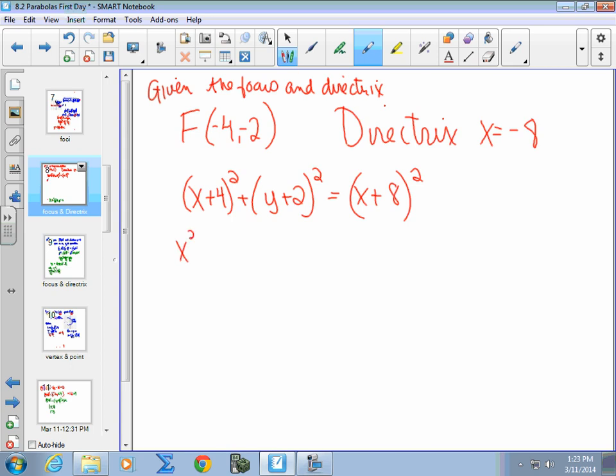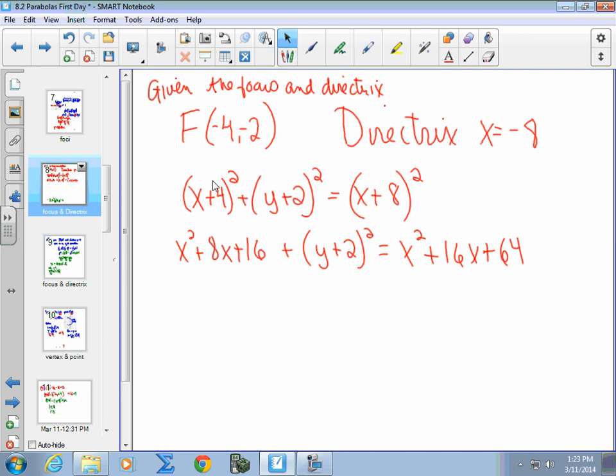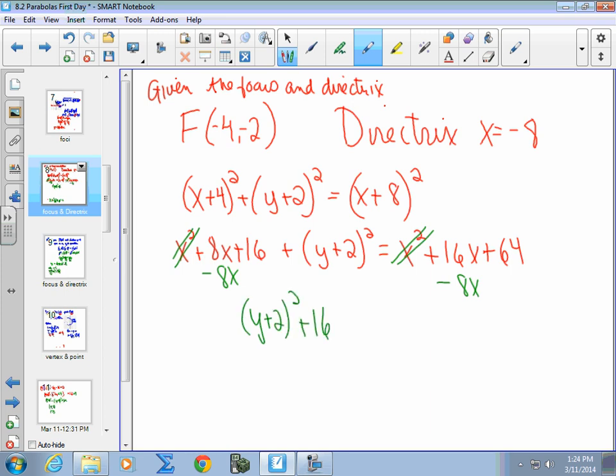So if you FOIL this, you get x squared plus 8x plus 16. Leave y plus 2 just how it is. And square this and you get x squared plus 16x plus 64. You then want to simplify this. So you'll subtract x squared from both sides of the equation. Then if you subtract 8x from both sides of the equation, you get y plus 2 squared plus 16 is equal to 8x plus 64.